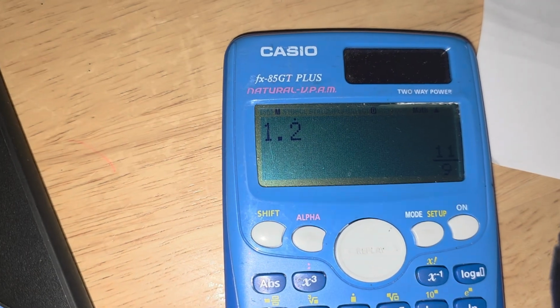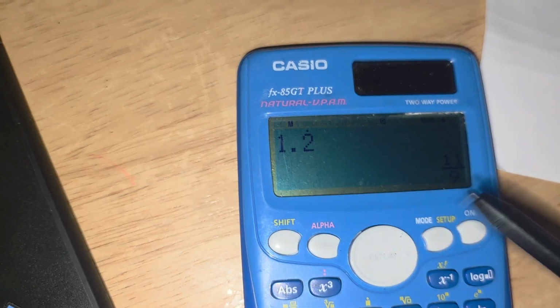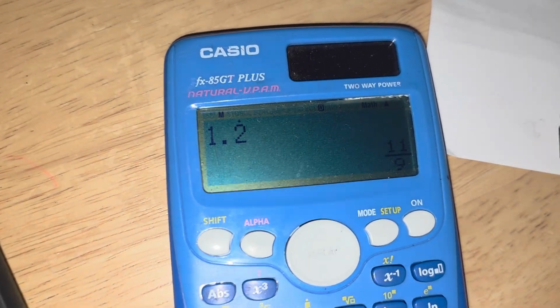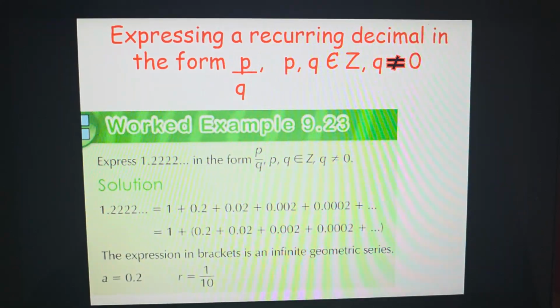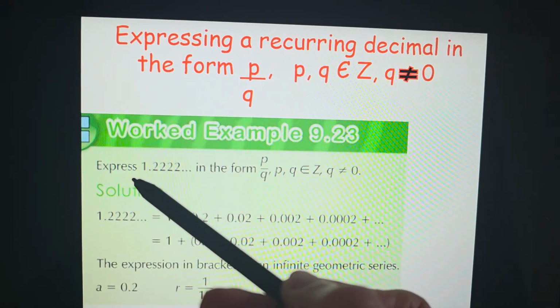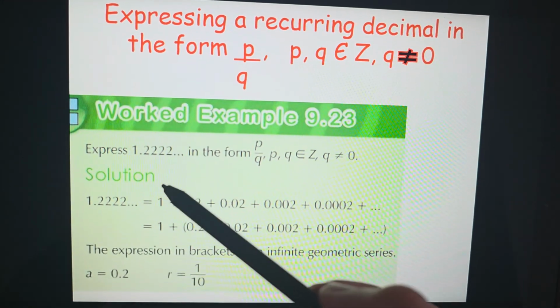Okay, so I know what my answer should be. When I want to write 1.2222 as a fraction, I know it can be written as 11/9, but now I have to do that by hand. Okay, so we need to break up the recurring decimal as the sum of its parts.